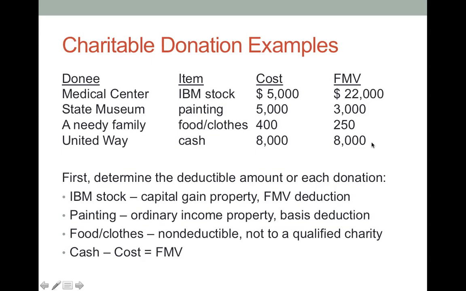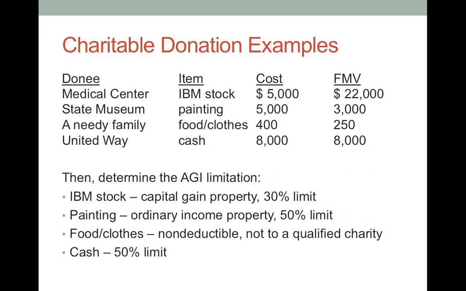And finally, we have a donation of cash to the United Way. For cash, the basis is always going to equal the fair market value, and cash is a 50% deduction. So again, the first step is figuring out the maximum deduction for each of these. Again, the stock is $22,000, the painting is $3,000, the needy family is $0, non-deductible, and the cash is $8,000.